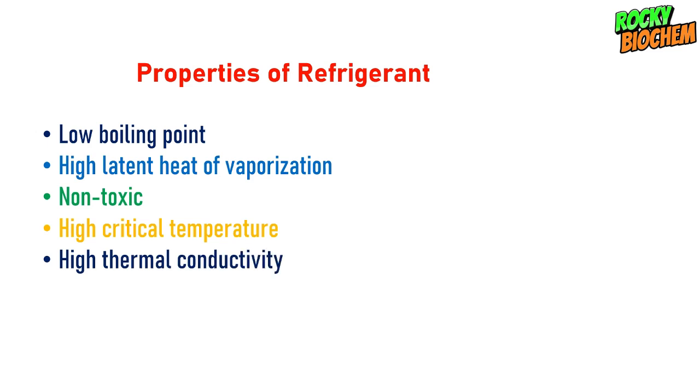And also, it should have higher thermal conductivity, so that it will be able to convey heat effectively. And again, it should have low operating pressure. That is, it should be able to operate at lower pressure, as that will enable us to conserve cost and energy as well. It will enable us to conserve maintenance cost and at the same time conserve energy.